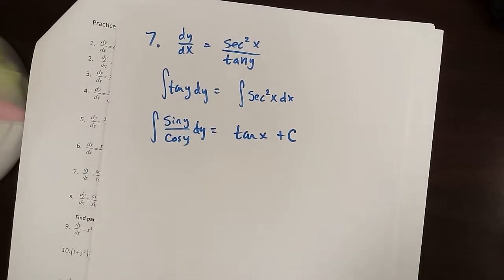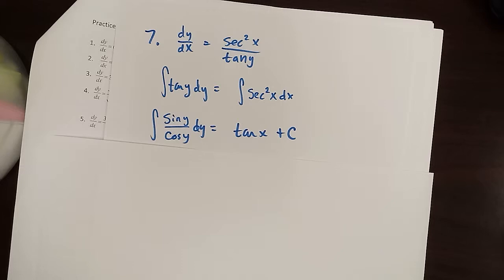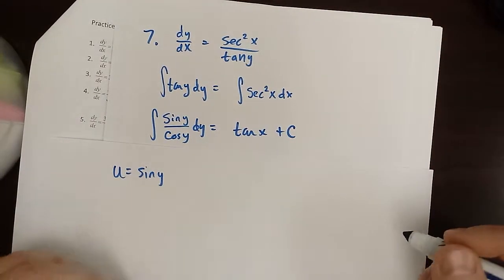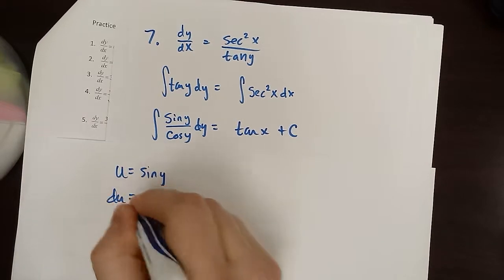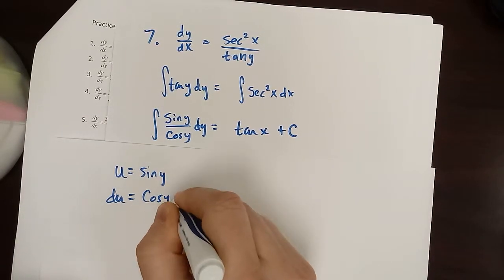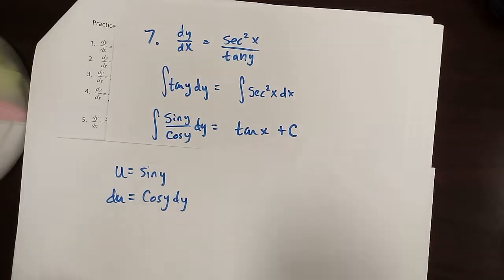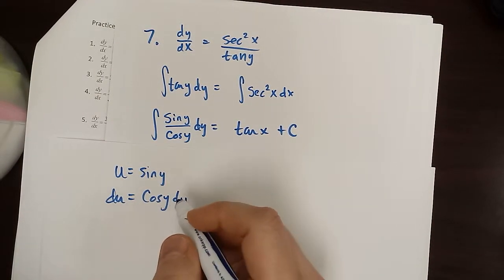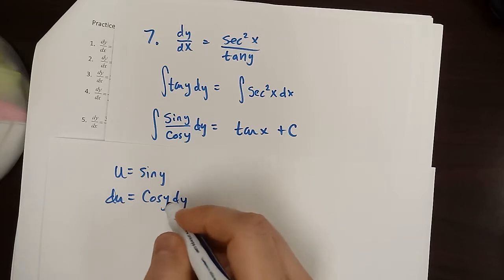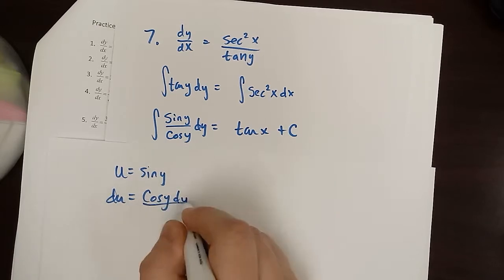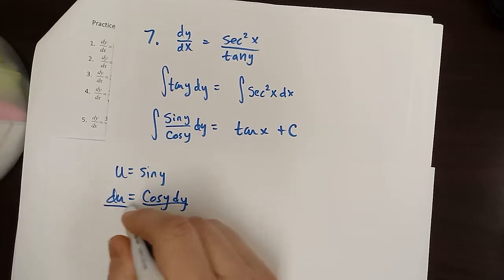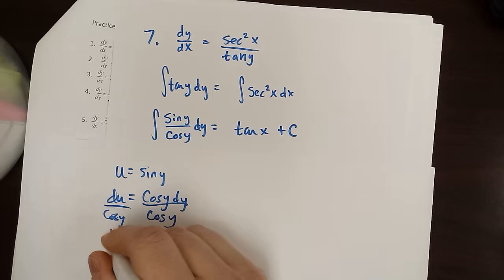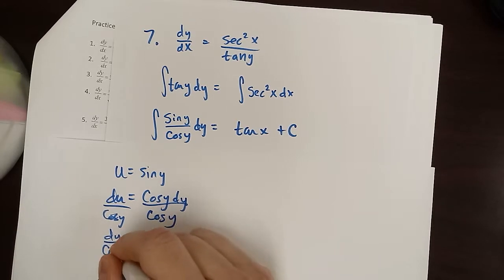I know a lot of you guys are really good at that idea of, okay, I got to try more than one thing. Let's say u is equal to sine y. Let's just play that out and see what happens. So du is equal to cosine y dy. So everything shows up. Now, if I substitute back in, I'll divide both sides by cosine y, and that's equal to dy. So dy is equal to du over cosine y.